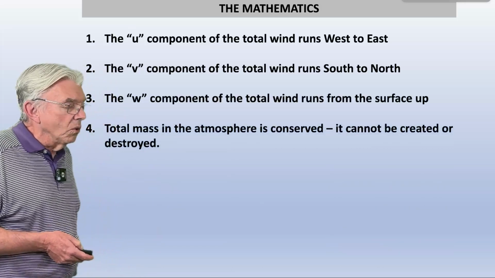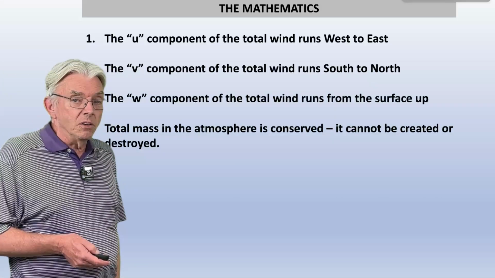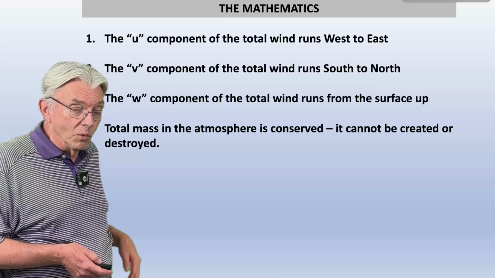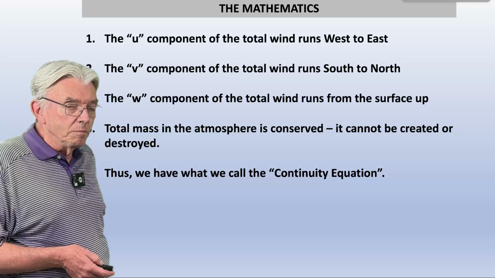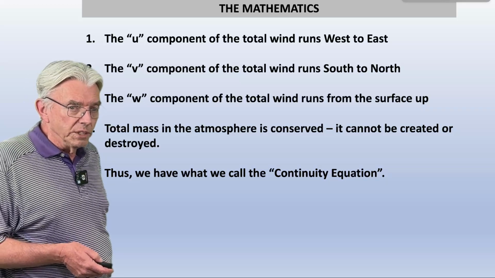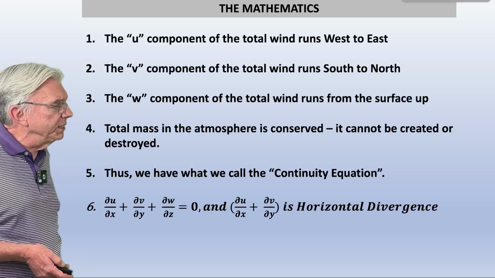Okay, so fortunately, total mass in the atmosphere is conserved. It cannot be created or destroyed. The total mass has to remain the same. And so we have what we call in meteorology the continuity equation, the mass continuity equation. And here is the actual equation.